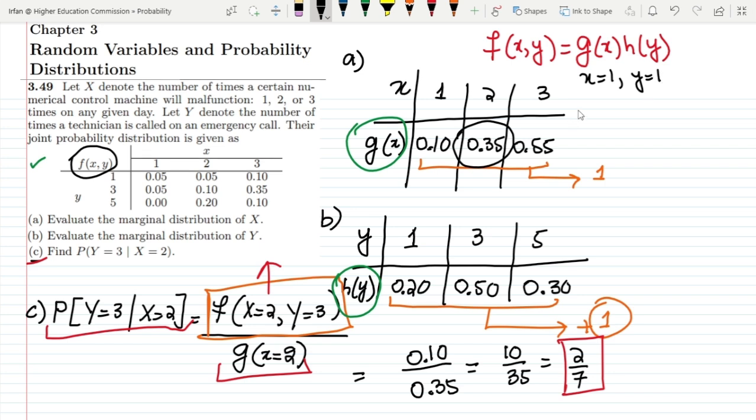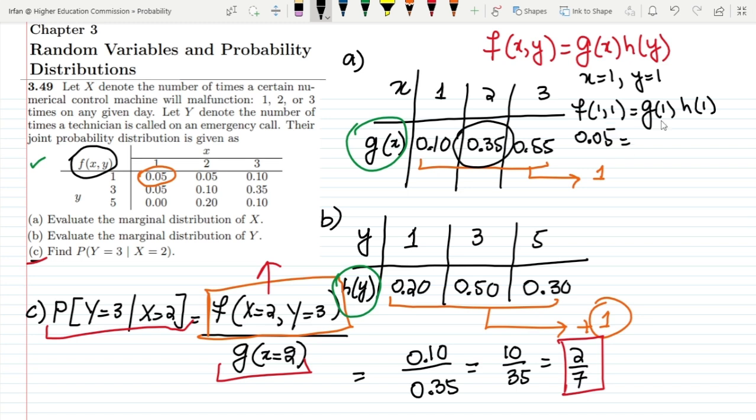So let me first find it out for x equal to 1 and y equal to 1. Which means we will have here f11 equal to g1 and h1. So what is f11? You can see that f11 is 0.05.